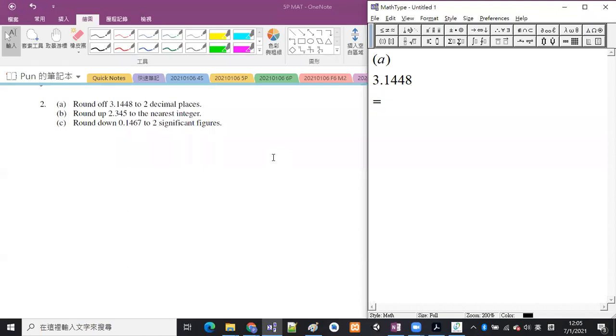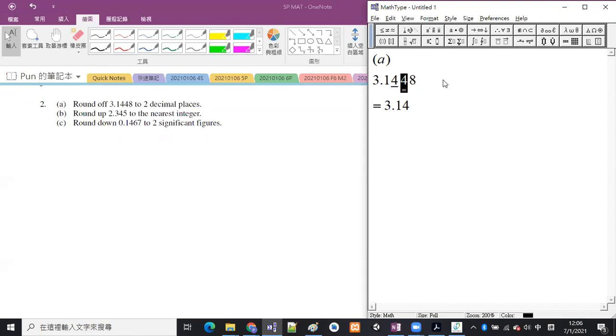Round off 3.1448 to 2 decimal places. The first decimal place is 1, and then the second decimal place is 4, and then we also need to look at the next digit. The 4 after it decides whether to carry. Round off is the 4-down-5-up rule, so with 4 we do not carry, and the answer is 3.14.